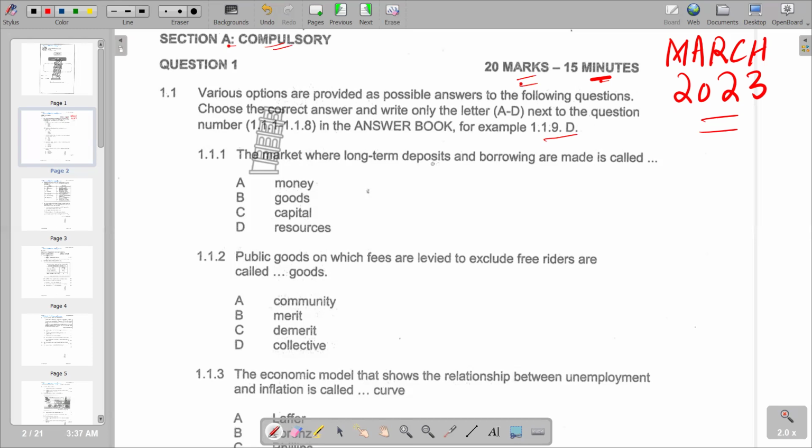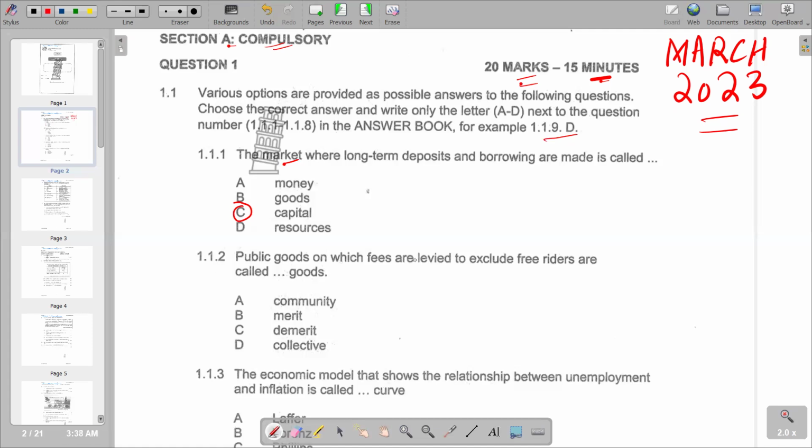So our first part, 1.1.1, is: the market where long-term deposits and borrowing are made is called. So we have got the money, goods, capital, and resources. Obviously, it should be a market. So according to the response that we have, you say that C is our correct response. So we go to which is capital.